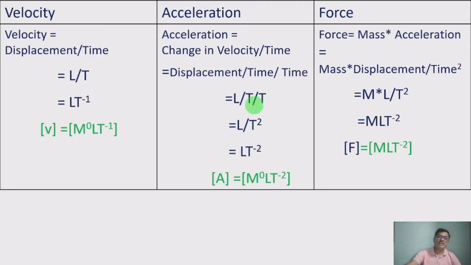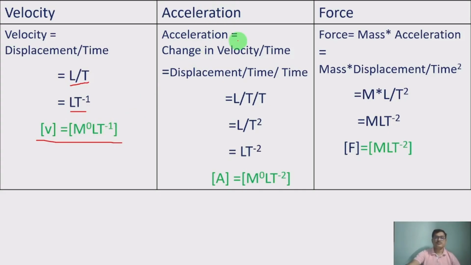Similarly, here we will see how we are going to establish the dimensional equations for the different quantities. The velocity, we have already explained. The velocity is equal to displacement per time, that is L by T, and that can be written as L T raised to minus 1, and that equation can be written as V equal to within the square bracket M to the power 0, L to the power 1, T to the power minus 1.